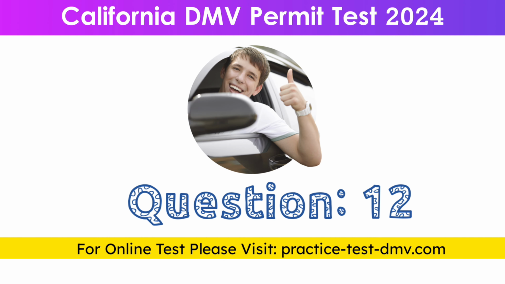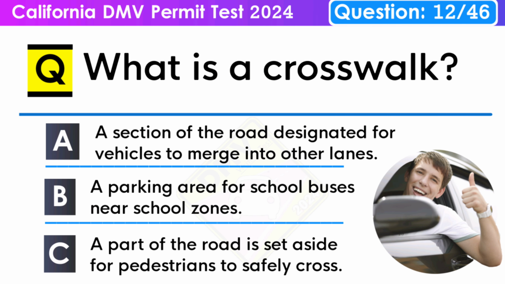Question 12. What is a crosswalk? A. A section of the road designated for vehicles to merge into other lanes. B. A parking area for school buses near school zones. C. A part of the road set aside for pedestrians to safely cross.